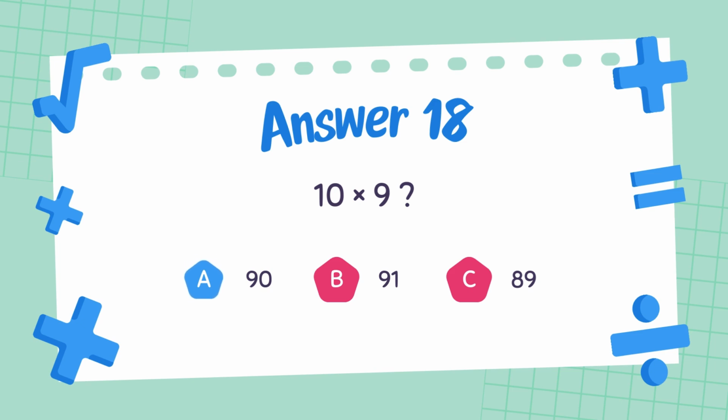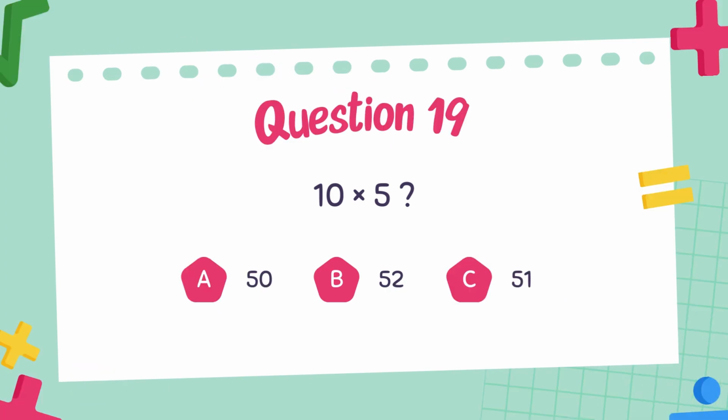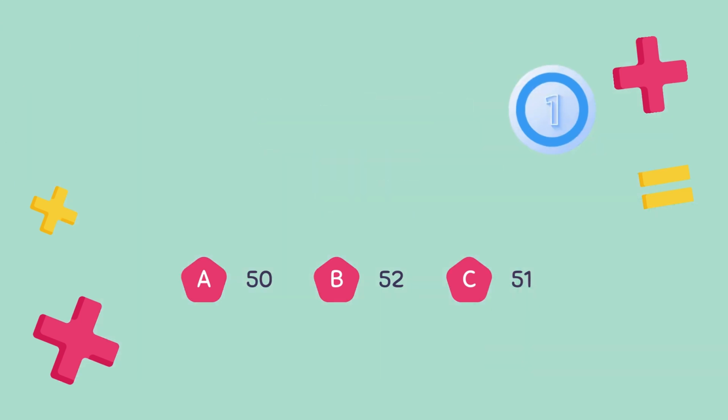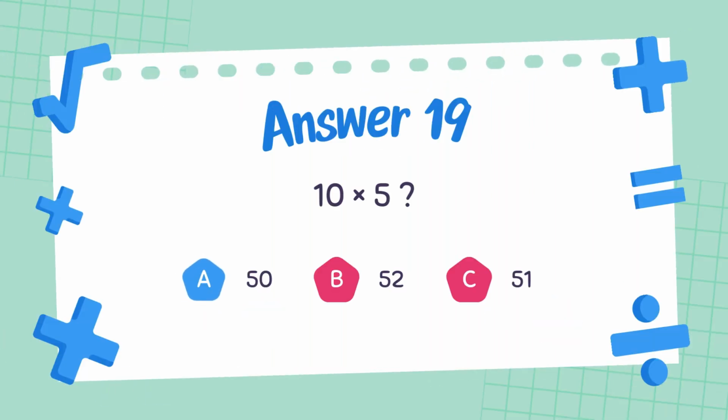Excellent. Question 19. What is 10 times 5? Is it A, 50, B, 52, or C, 51? The answer is A, 50.